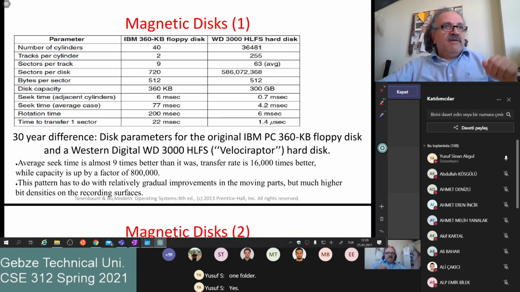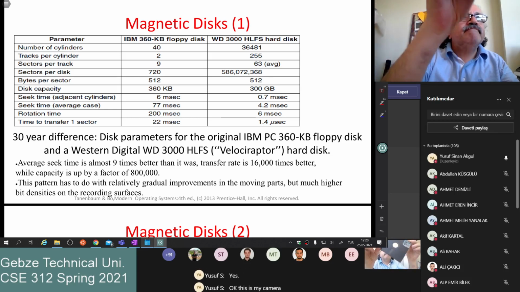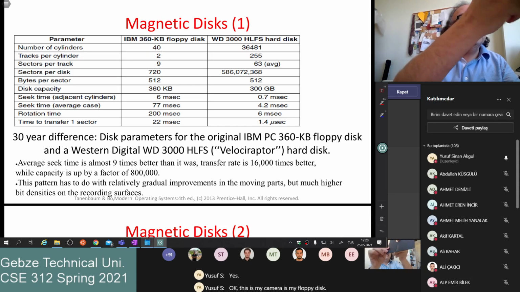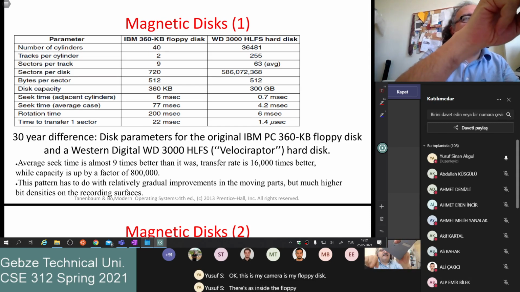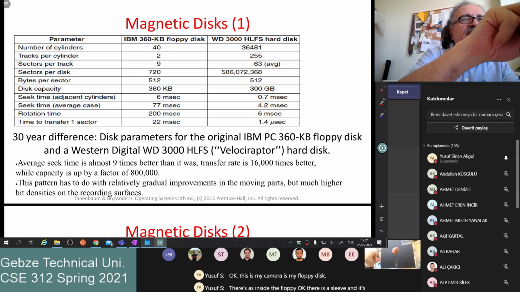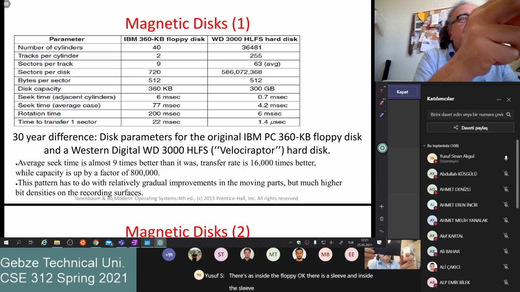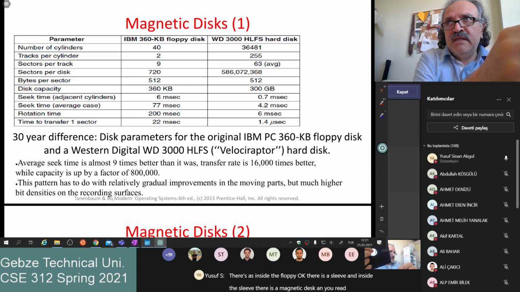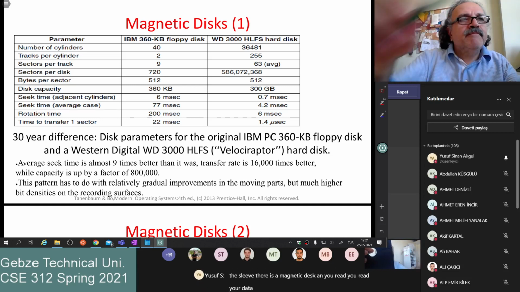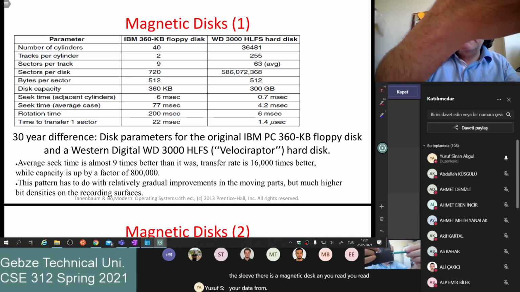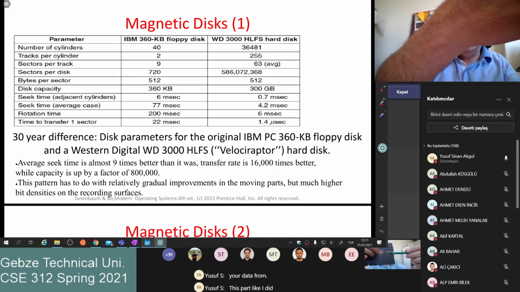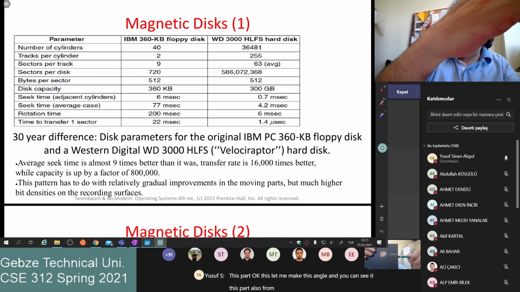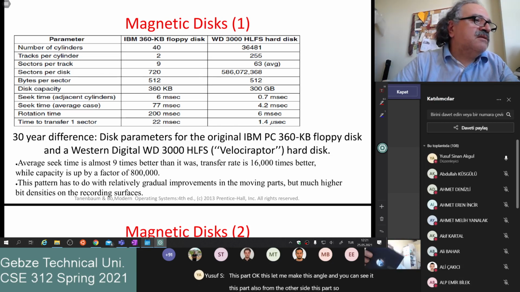Okay, this is, where is the camera? This is my floppy disk. Inside the floppy there is a sleeve, and inside the sleeve there is a magnetic disk, and you read your data from this part. Let me make this angle so you can see it. This part also from the other side. So you need 2 heads.